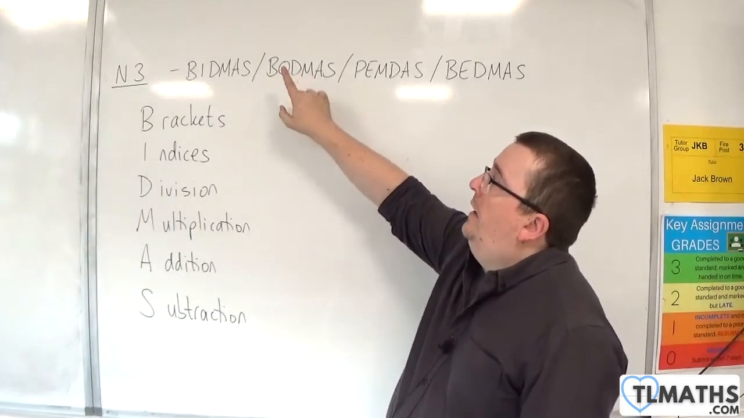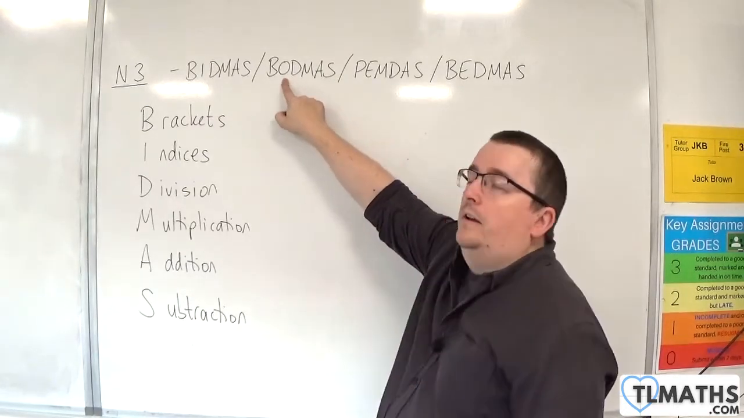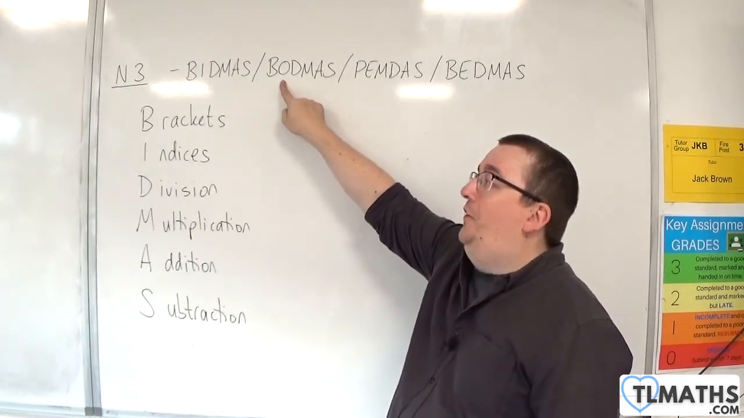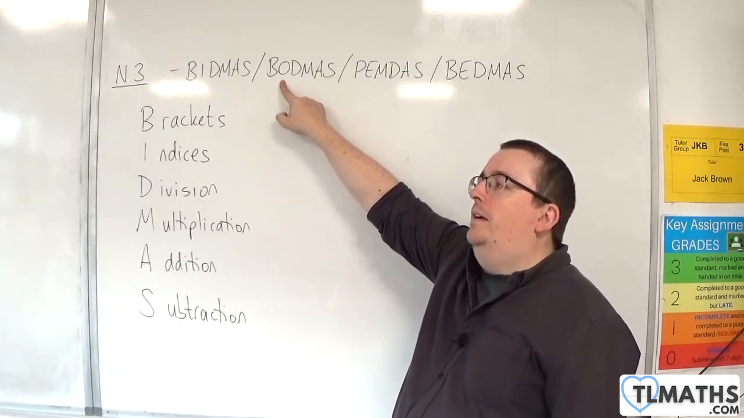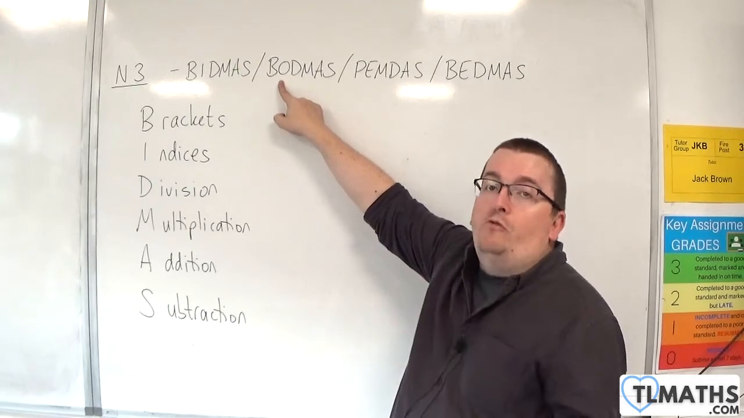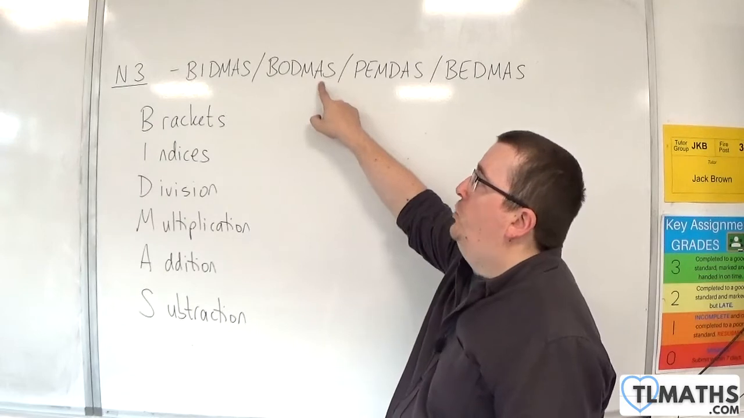BODMAS is actually the one that I was originally taught, and the O here stands for other. So that means indices, or could be, as I said, square roots. Okay, so BODMAS, brackets, other, division, multiplication, addition, subtraction.